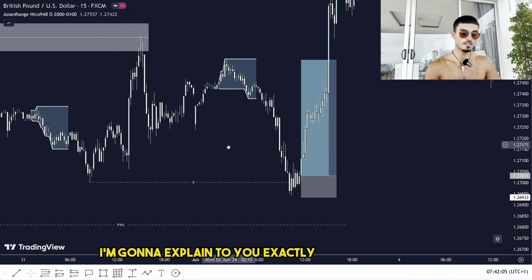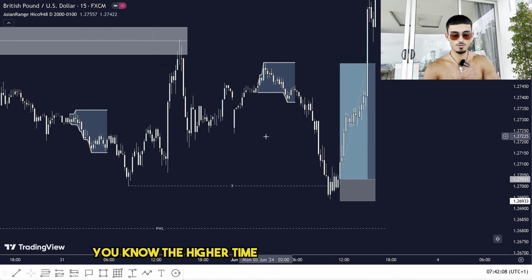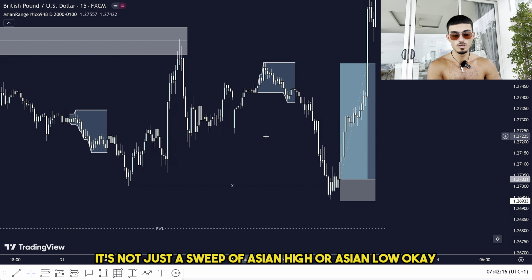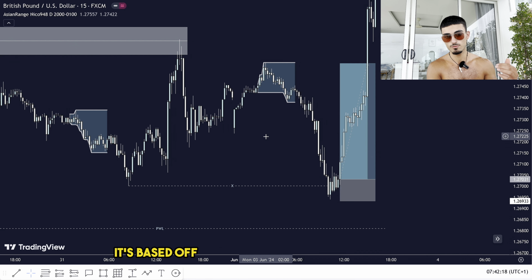I'm going to explain to you exactly how I caught this trade from the higher time frame all the way down to the lower time frame, because what you guys don't understand is that I trade based off multiple different things. It's not just a sweep of Asian high or Asian low, okay? Which is probably what a lot of you guys think. It's based off liquidity, it's based off supply and demand areas, it's based off higher time frame analysis. And when you combine all of that stuff, that is how you have a strategy.